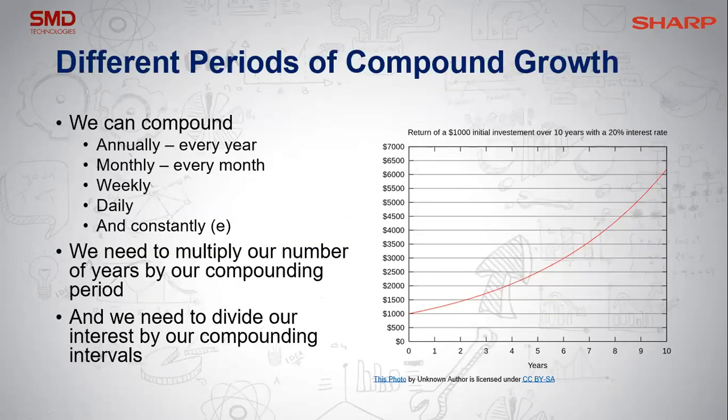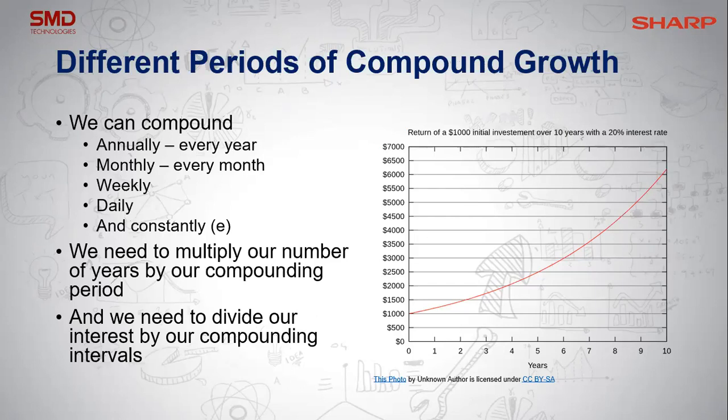Now, from here, we can have different periods of compound growth. So we can compound annually, which is every year, which is what we do in grade 10. When we start compounding on a monthly or weekly or daily basis, or even constantly, so we use the value of e, which you won't really see in questions. So that's just a heads up. This is grade 11 work now.